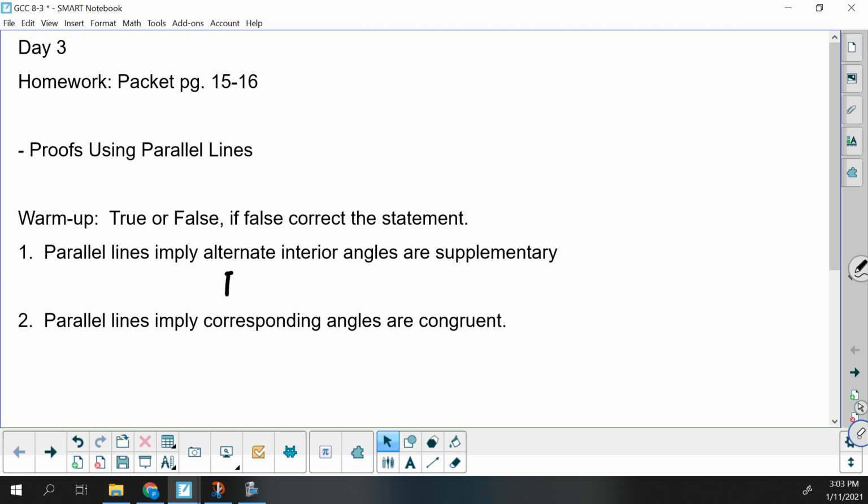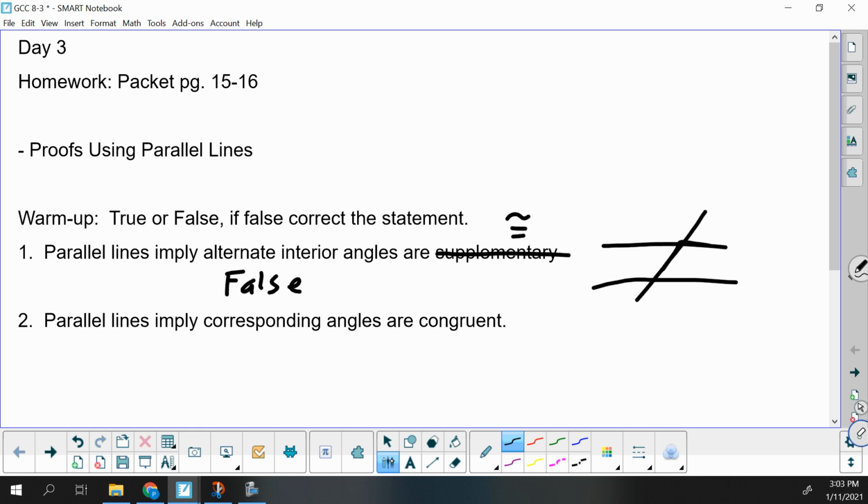So the first one we should have false. Alternate interior angles are congruent, not supplementary. Alternate interior angles, remember, are formed by our zigzag. So those would be considered alternate interior, or you could do the zigzag going the other way. So those could be considered alternate interior as well. In a parallelogram or some other shape, they would be like here and here, or here and here for our alternate interior. And corresponding angles are congruent. That one was true.